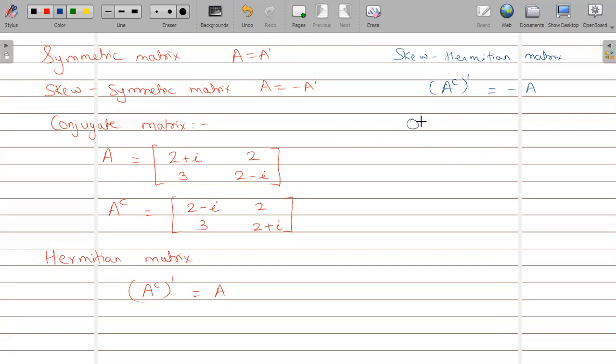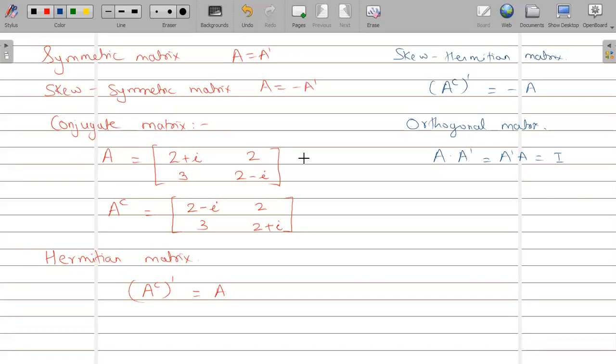Then next is orthogonal matrix. If A into A transpose and A transpose into A is I, then A is called an orthogonal matrix.